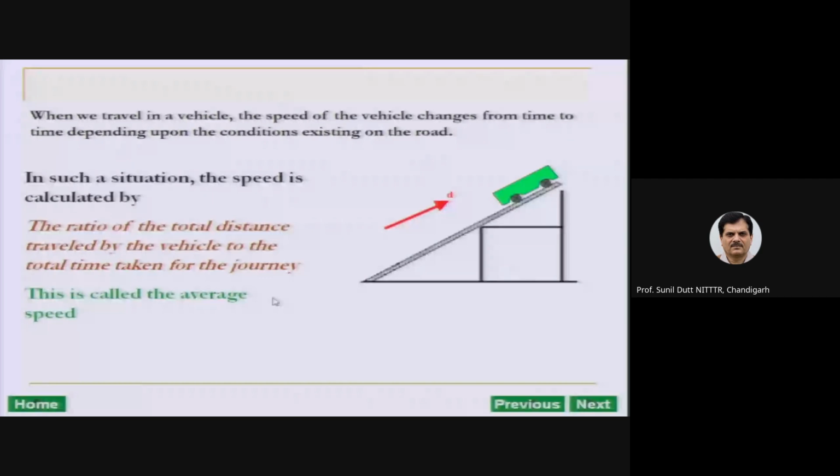When we travel in a vehicle, the speed of the vehicle changes from time to time depending upon the conditions existing on the road. So in such a situation, the speed is calculated by the ratio of the total distance traveled by the vehicle to the total time taken for the journey. And this is called the average speed. Now you will notice that the main idea is presented in a different font color, and font type you can use differently. So there is one animation.